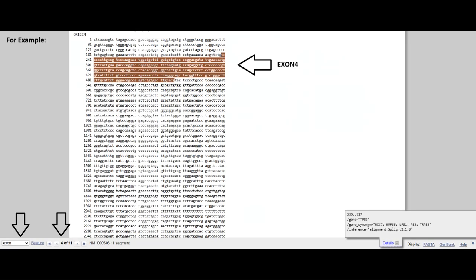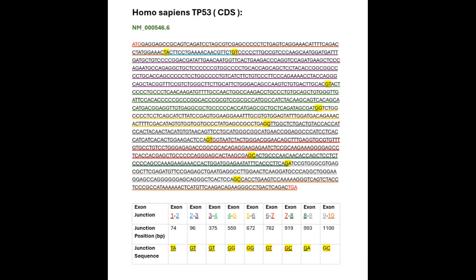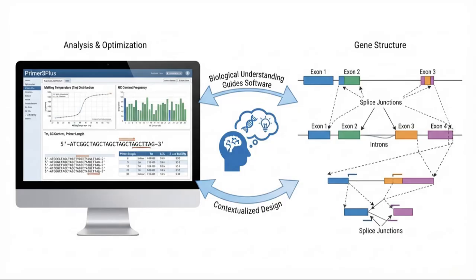Before leaving NCBI, scroll down to the Features section. Locate the exon coordinates. Write them down, or simply take a screenshot. We're going to use this exon map later. This is an important habit. Primer 3 Plus only evaluates thermodynamic properties. It doesn't fully understand exon boundaries. You do. And that's why biology should always guide software.